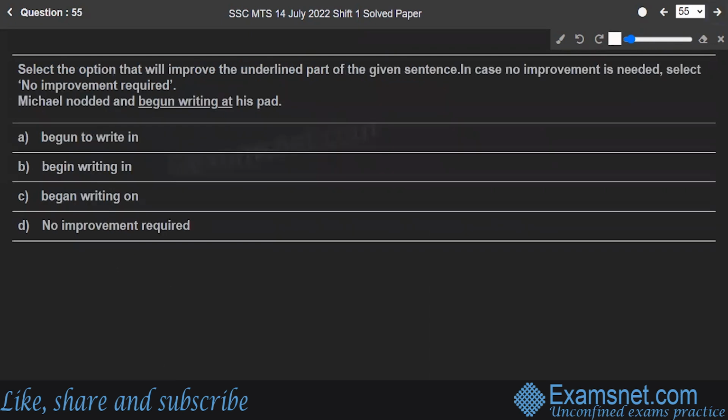Next is question number 55. Select the option that will improve the underlined part of the sentence. In case no improvement is needed, select no improvement. Otherwise, you can try to find out the answer. Let's read the question. It says, Michael nodded and begun writing at his pad. So, begun writing at should be replaced with begun to write in, begin writing in, began writing in, or no improvement is needed in the sentence.